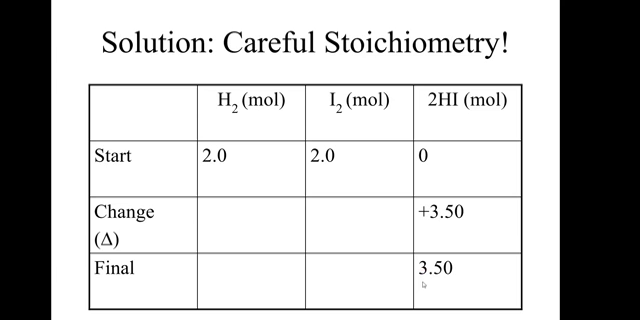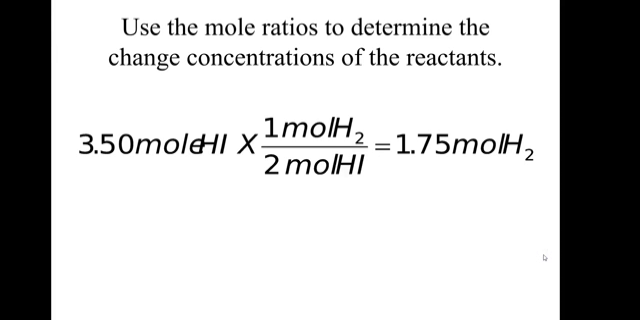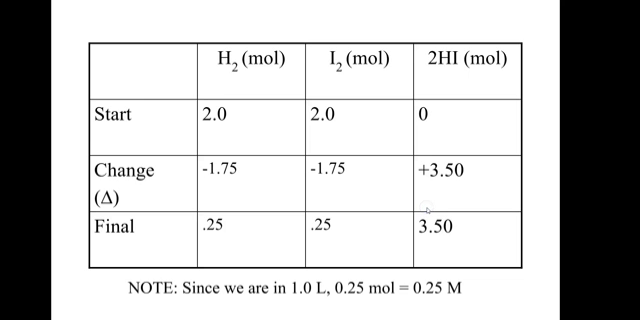How do I add in the other parts? Let's take a look. If we use the molar ratio to get that 3.5 moles of HI, because it's a 1 to 2 ratio of moles of H2 to HI, for every 2 moles of HI, I only use up 1 mole of H2. I had to use 1.75 moles of H2.